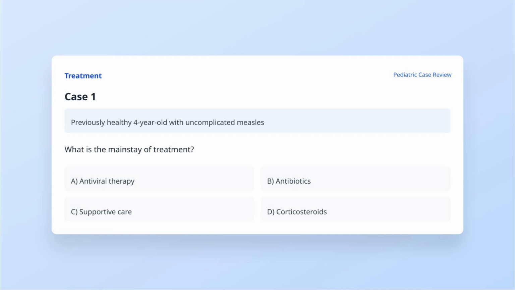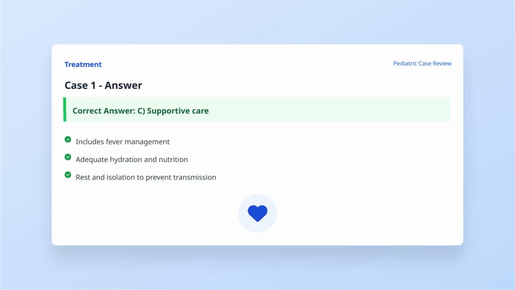A previously healthy 4-year-old presents with uncomplicated measles. What is the mainstay of treatment for this patient? A. Antiviral therapy. B. Antibiotics. C. Supportive care. Or D. Corticosteroids. The correct answer is C. Supportive care. For uncomplicated measles in otherwise healthy children, supportive management is the mainstay of treatment.